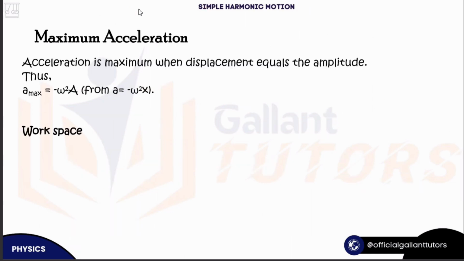Alright, so maximum acceleration too. What is maximum acceleration? At what point is acceleration maximum? Okay, so the higher you go, the more impact you are going to feel when you fall. So if this is the ground level and I'm at this point and another person is at this point, who do you think will be more hurt? Definitely the person at this point.